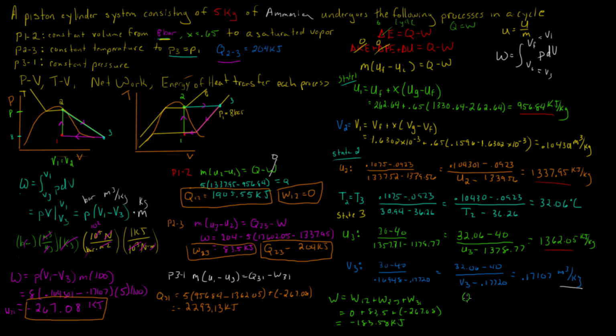So if we look at what Q is equal to, Q1 to 2 plus Q2 to 3 plus Q3 to 1. And this is equal to this plus this plus this. And if we add those all together, so 1905.55 plus 204 plus minus 2293.13, we get this is equal to minus 183.58 kilojoules, and Q is equal to W, and this checks out.